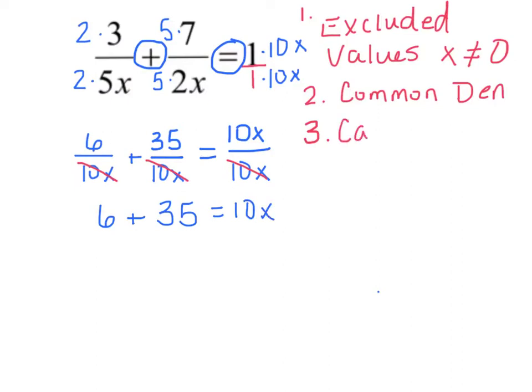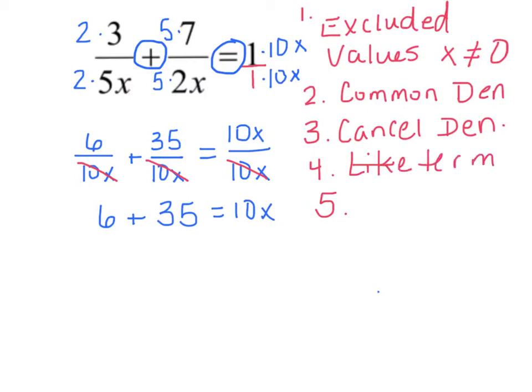I forgot to write what I did: cancel denominators. Okay, step 4 says if you have x's on both sides of the equation, you need to get those on the same side. Well, I'm looking and I really only have one x, so I don't really have anything to do on step 4. We'll skip that step and go straight to step 5. Well, step 4 did say combine like terms. I guess I should have done that, because I can combine these two: 6 plus 35 is 41. And then step 5 says do PEMDAS backwards.